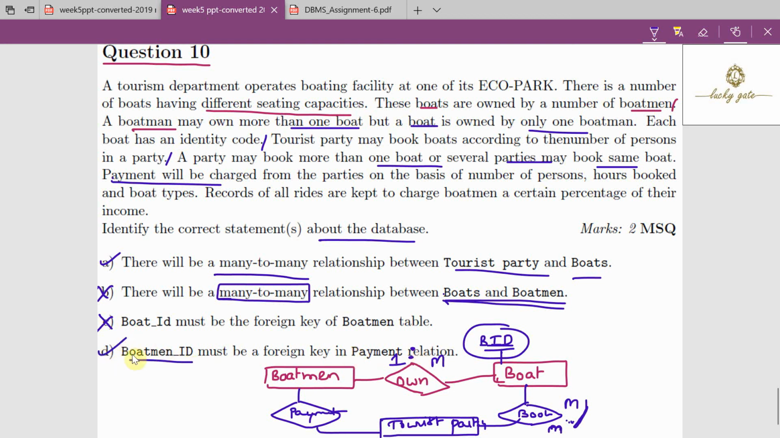This is correct. Why? Because payment is a relationship between boatman and tourist party. So the primary keys of the participating entity sets, boatman and tourist party, should be used as foreign keys in the payment relationship. This statement is correct. So the answer for question number 10 is both option A and option D. Two answers for question number 10.